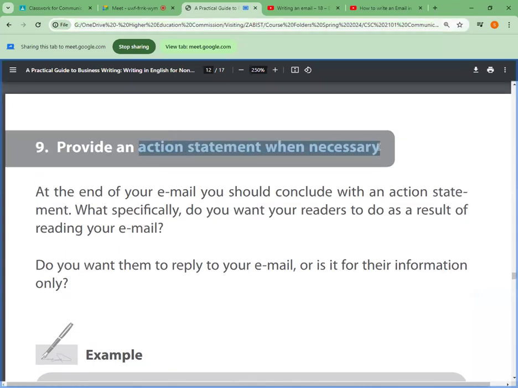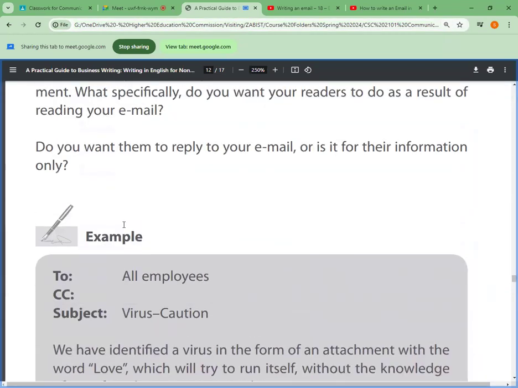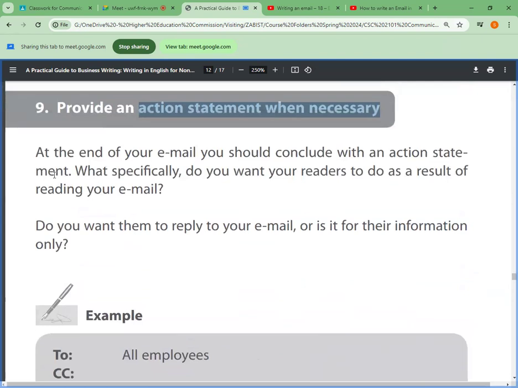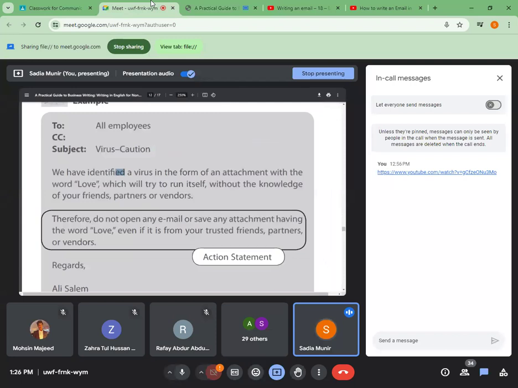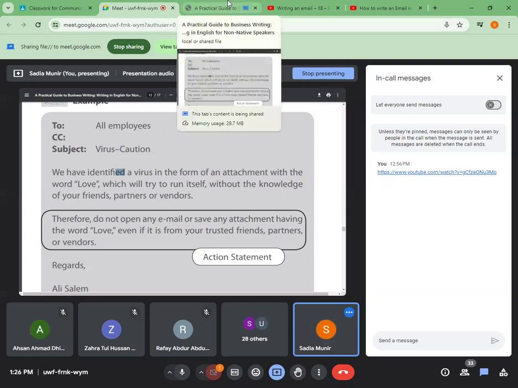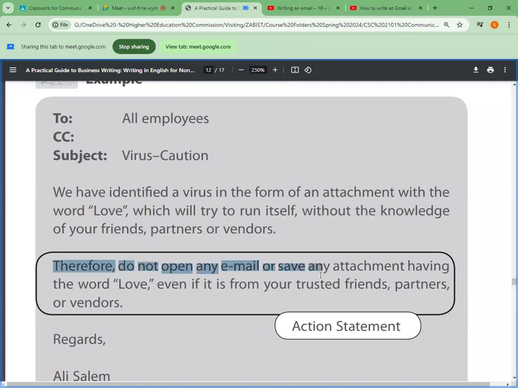Then we have action statement when necessary. अब देखें, ये एक ईमेल सिनेरियो है जहां पर हम एक एक्शन स्टेटमेंट लिख रहे हैं. Virus caution. We have identified a virus in the form of an attachment with the word love, which will try to run itself without the knowledge of your friends, partners, or vendors. Therefore, do not open any email or save any attachment having the word love, even if it is from your trusted partners and vendors. ठीक है. तो ये क्लैरिफाई करने के लिए इसको एक्शन स्टेटमेंट यहाँ पर आप क्लियरली यूज कर सकते हैं.